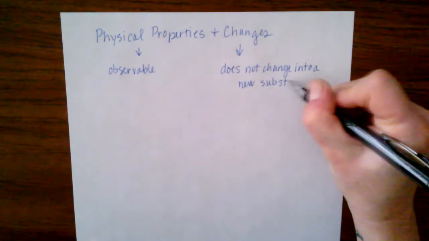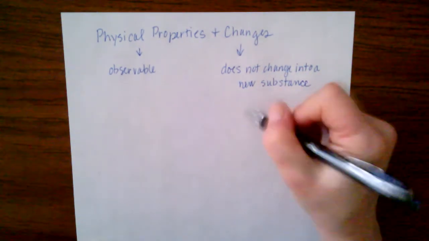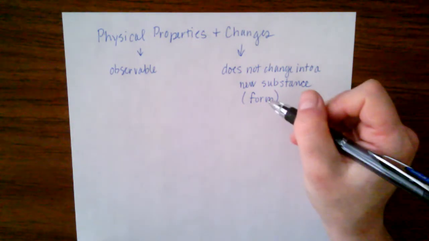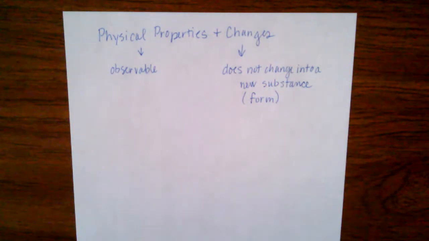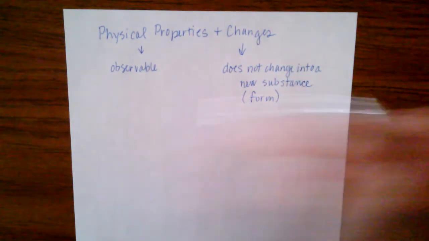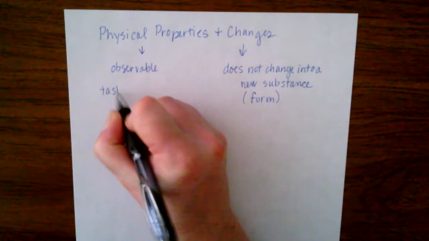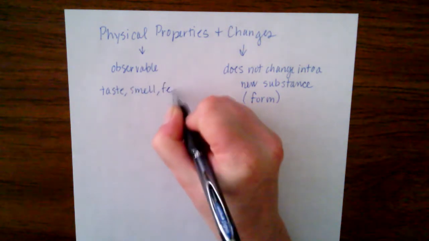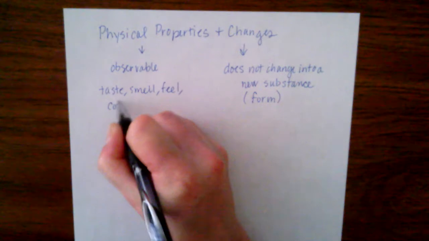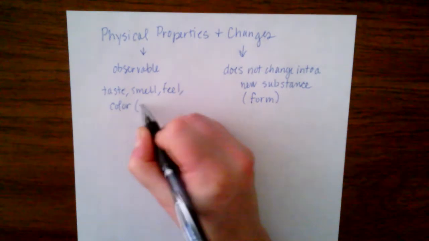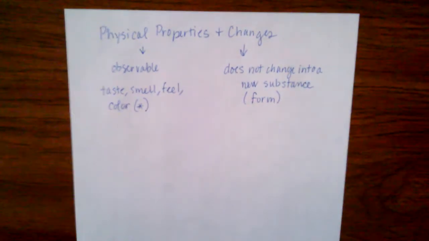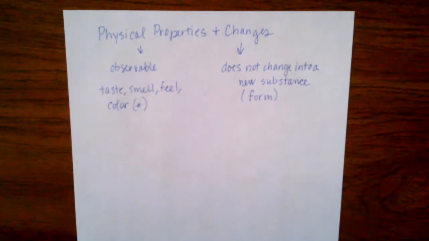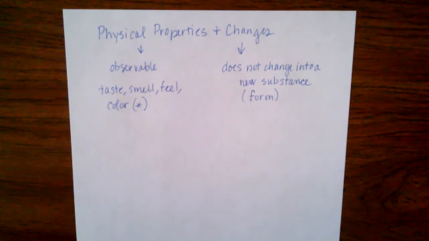So it's going to stay whatever it is. It just kind of changes the form of it. So physical properties would be like the taste, the smell, the feel of it. Color can be a physical property, but we're going to put a star by it because it can also mean a chemical change. It's not always that way, but it can be.